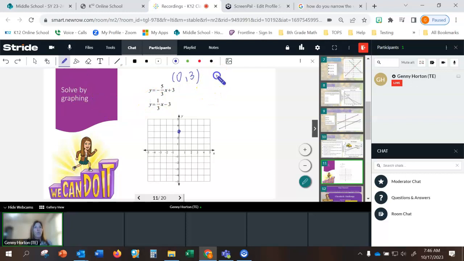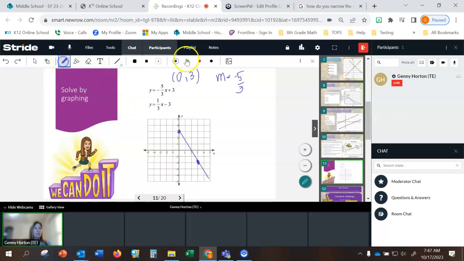Then my slope is -5/3. So we're going to go down 5 from this point, 1, 2, 3, 4, 5, and then over 3, 1, 2, 3. So we're going to put that point, where did I lose it? 1, 2, 3, 4, 5, 1, 2, 3, right here. And we're going to connect those dots with my blue line. I don't know, we may have to go further, trying to be accurate here.